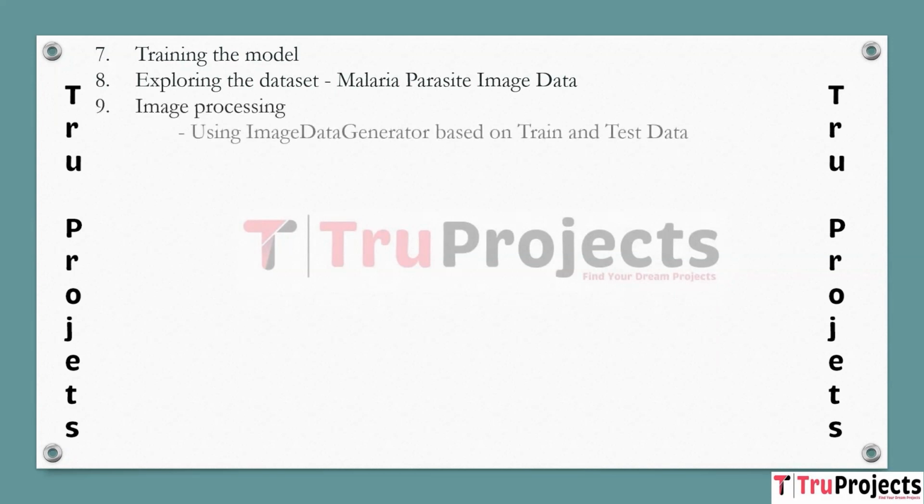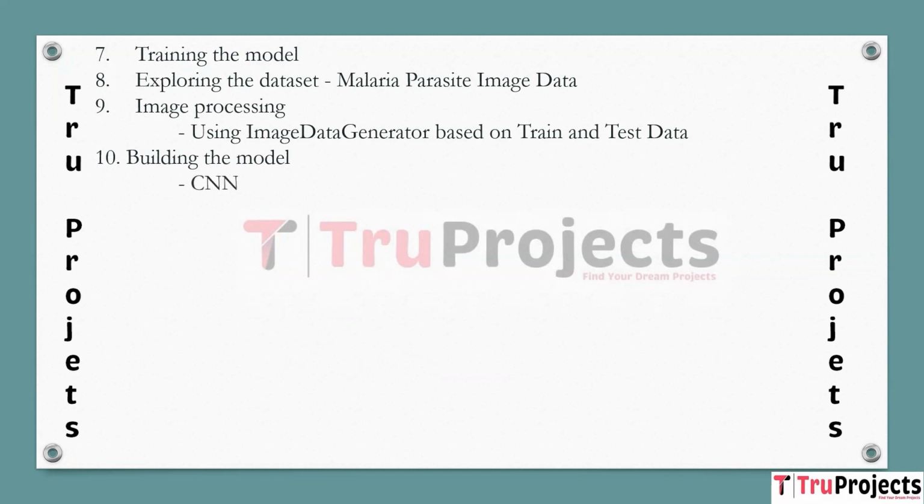Image processing. Using image data generator based on train data and test data. This module involves using the image data generator from TensorFlow to pre-process image data based on the training and testing datasets, typically including data augmentation. Building the model. Here, in this step, we build the CNN and CNN with SVM model.